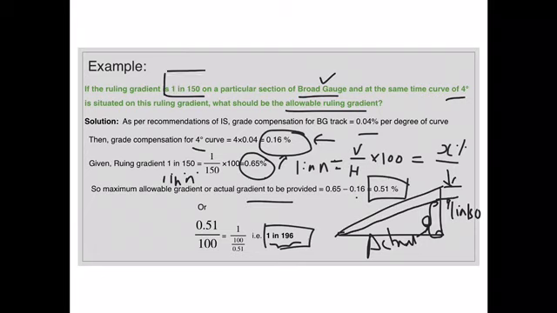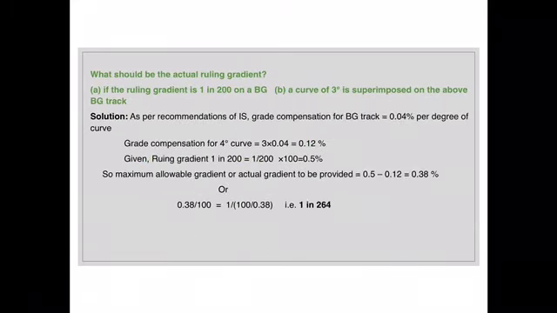So you can see here actually the ruling gradient is given as 1 in 150, but we are still providing a steeper gradient to overcome the resistance that is caused because of the combination of the gradient and the curve. So here you take up another similar example.